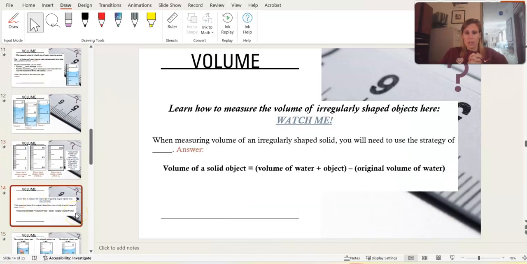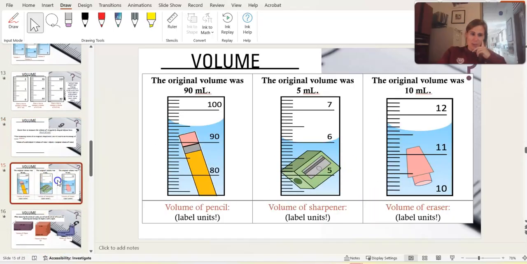Okay, learn how to measure the volume of irregularly shaped objects here. I found you a corny little video to watch. It's not very long. If you don't already know how to do water displacement, make sure you watch that video. Here's a little equation for you, and then some examples. Here's the original volume, here's the volume after I've placed the irregularly shaped object in it, and then what's the final volume for that object: the pencil, the sharpener, and the eraser.